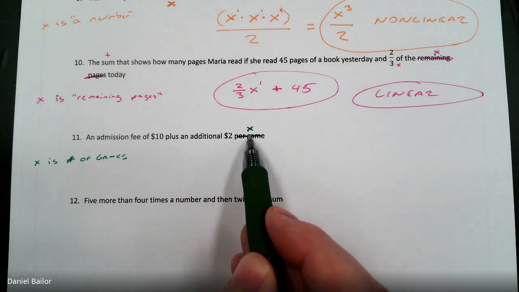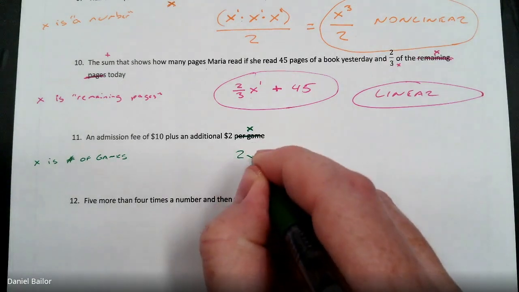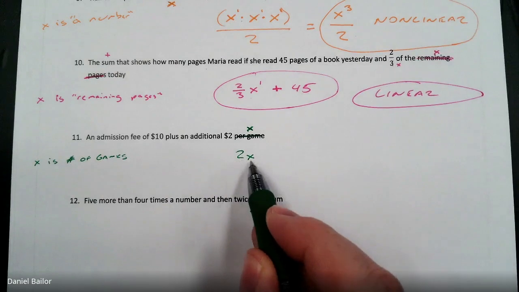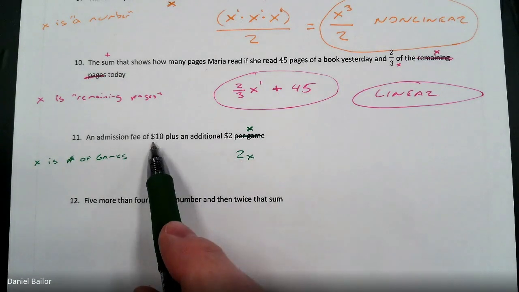If you have $2 per game, that means it's $2 times how many games you played. So that's $2 times X, because every time you play a game, you have to pay $2. So if you play one game, it's 2. You play 2 games, it's 4. But the admission fee is the constant. The admission fee is just what you pay to go in.